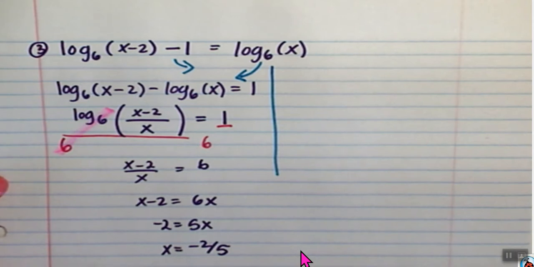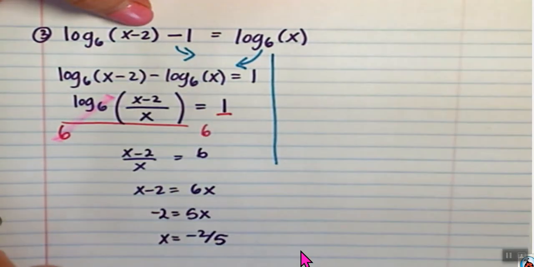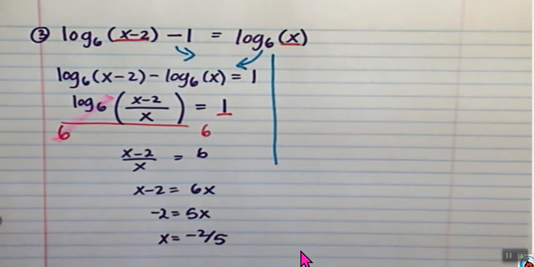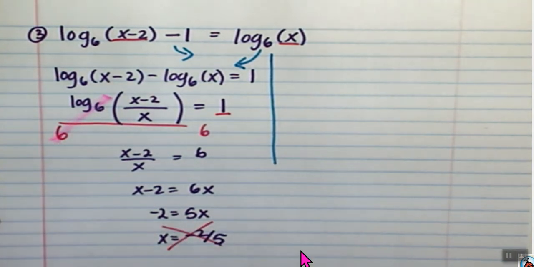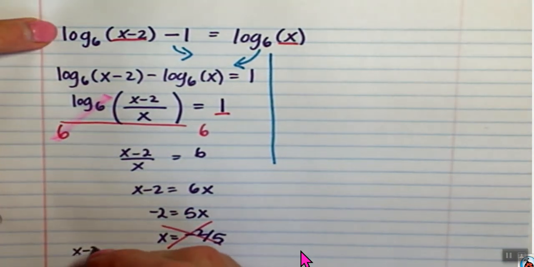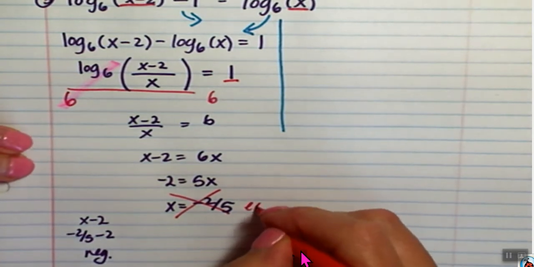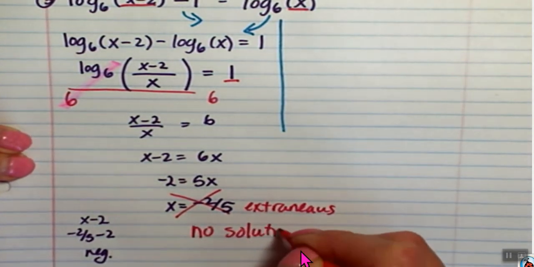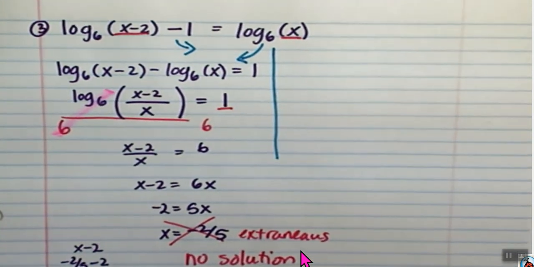Oh, well, that's kind of funky. Let's check. All right, look at this. Can I put negative 2 over 5 here or here? No, I can't. It doesn't check because x minus 2, when I plug in, is negative. And so that makes this extraneous, which means I say no solution.